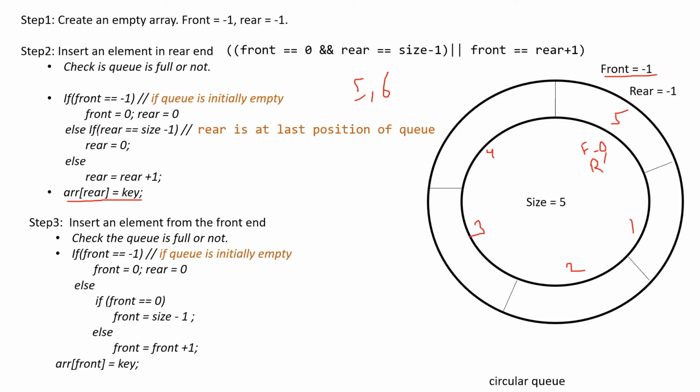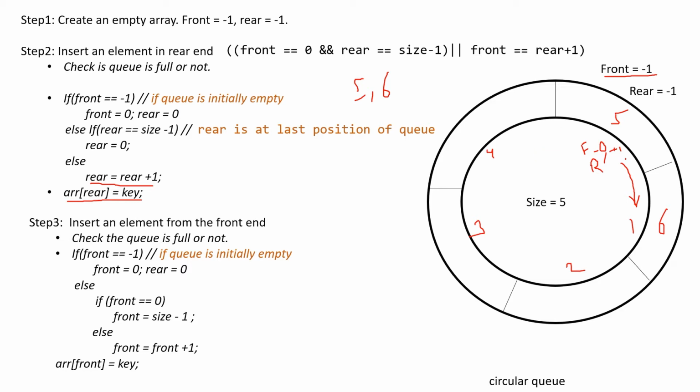After that, it checks whether the rear is equal to size - 1. This condition will also not get satisfied, because rear is pointing to 0 and the size - 1 value will be 4. So in this case, what will happen? rear = rear + 1. It was pointing to 0, and plus 1 will bring the rear from the 0th location to the first index, and then it will put 6 here. See, in this way we insert the elements at the rear index.